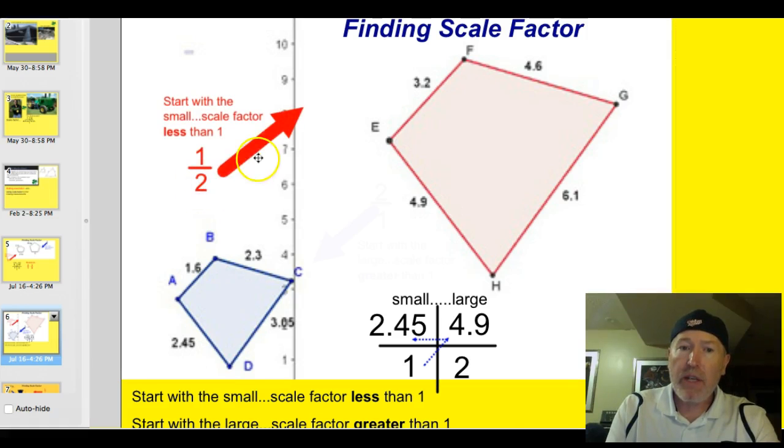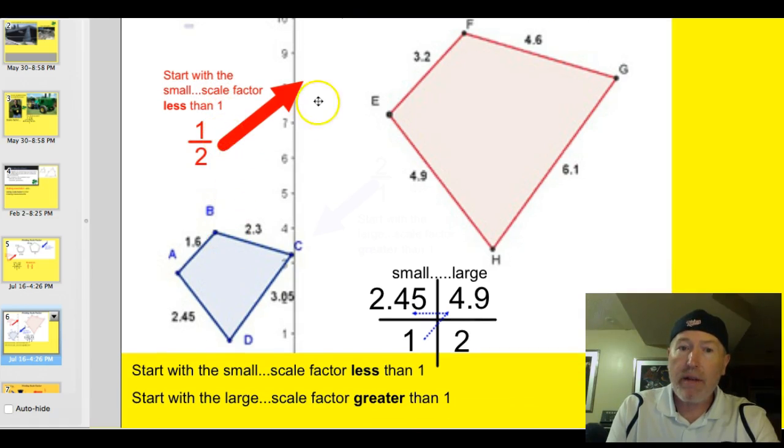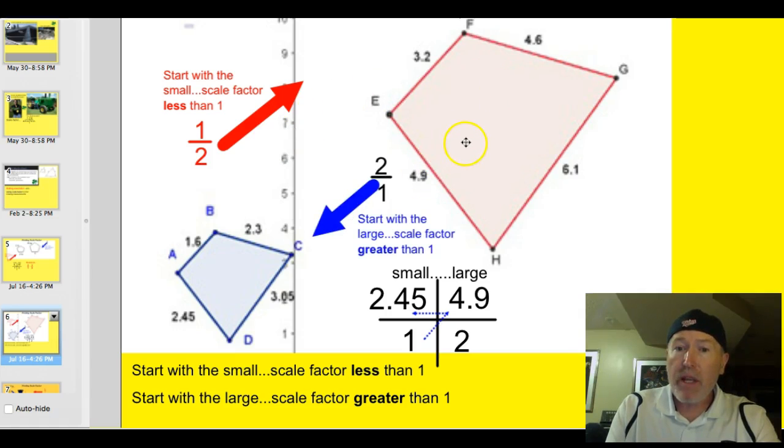Here we go. This is 1 to 2. Starting with the small one, the scale factors are less than 1. Okay, going from small to large. Starting with the large one, it's going to be greater than 1. This one is greater than 1, so this will be 2 to 1. And again, they're reciprocals.